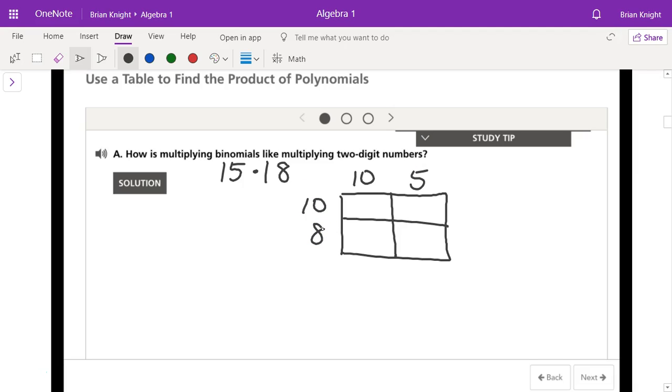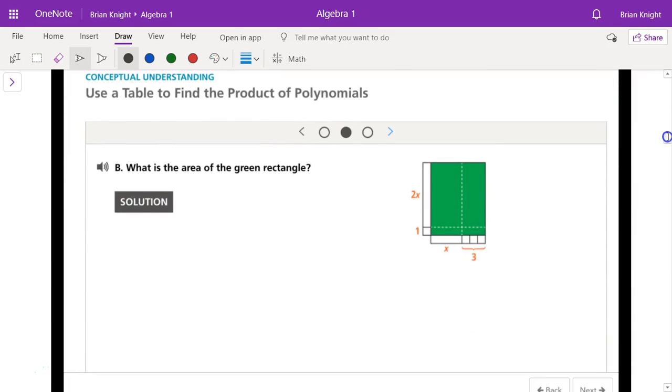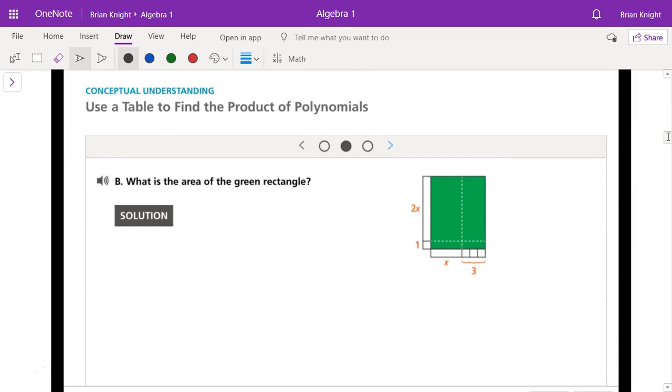Okay? So 10 times 10? 100. It would go there. 10 times 5? 50. 10 times 8? 80. And 40. And then add those up. So that's 120, right? Plus 100 would be 220. Plus 50 would be 270. Okay? I agree. But they're making you do it with numbers first. Okay? And then we talk about you can do it with letters. Okay?